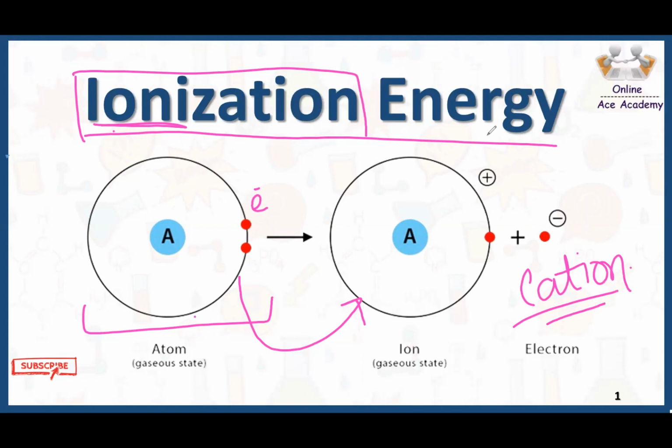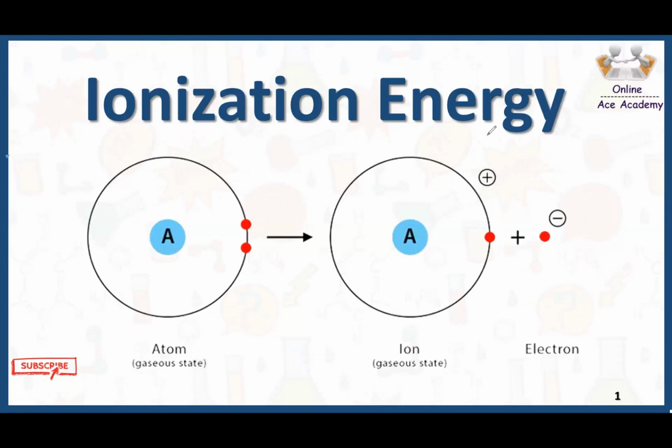ionization energy. All the atoms that are present in the periodic table are different from one another. They have different atomic numbers, so that is why all of them have different ionization energies also. Ionization energy is very important in chemistry.